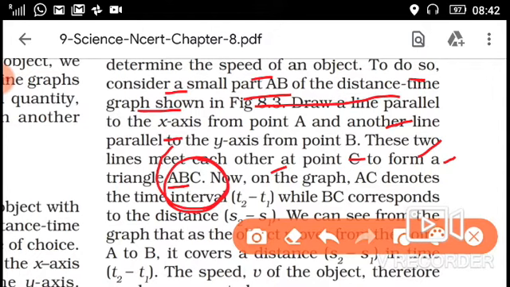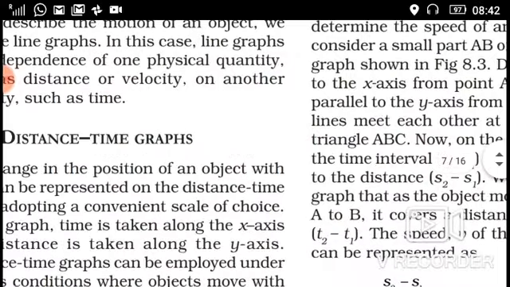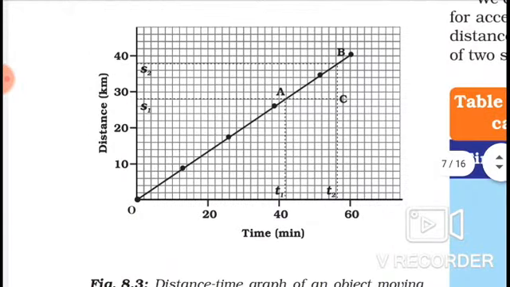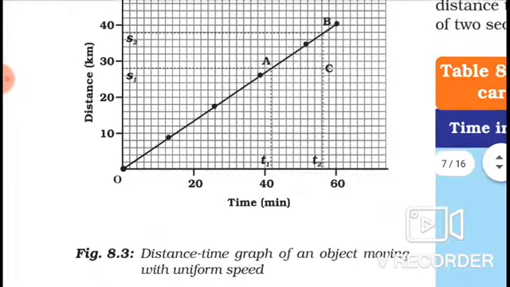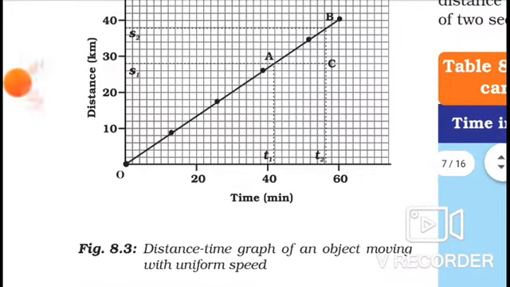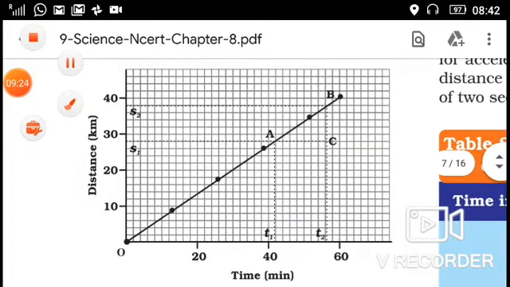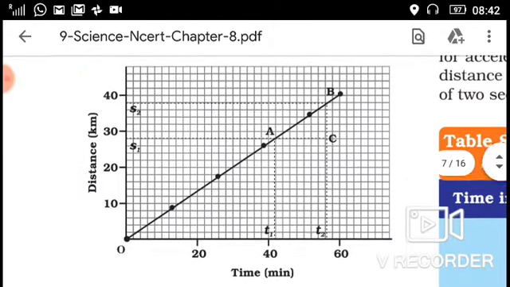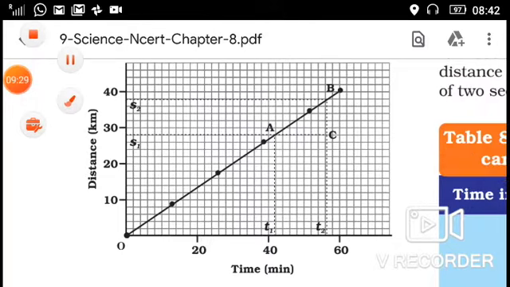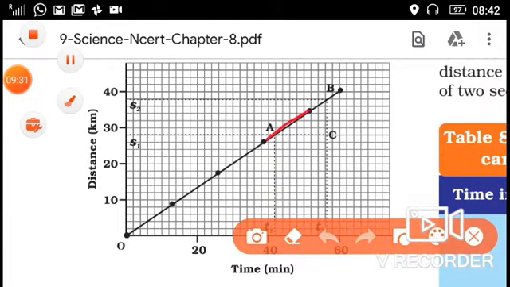I will explain this again. To do so, consider a small portion AB of the distance time graph, and then we have to draw the lines. Suppose this is a graph, and this is something confusing, so try to understand it. Suppose we take this portion AB, and we have to find the speed for this.